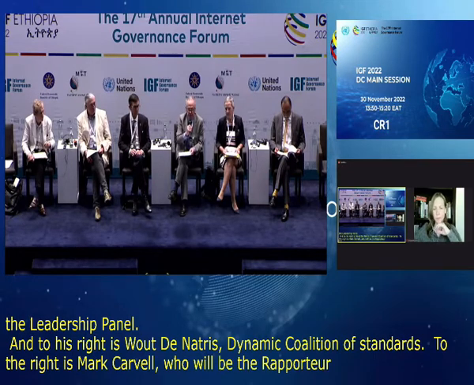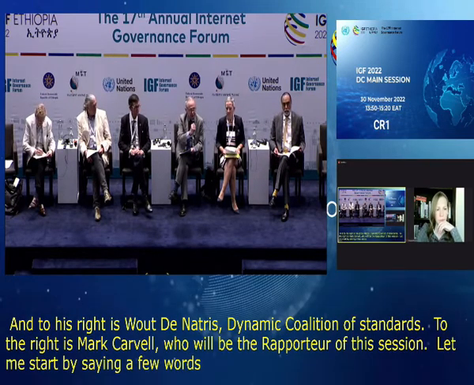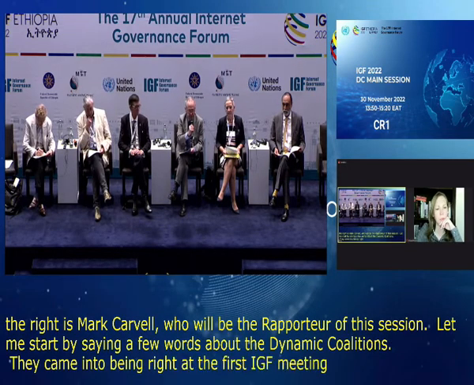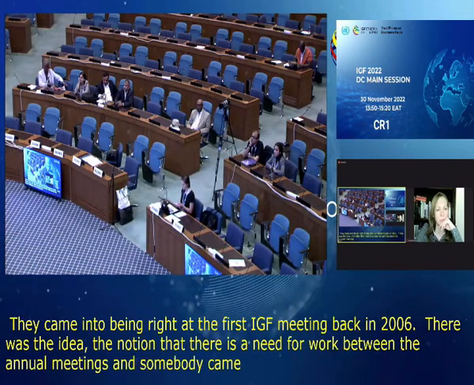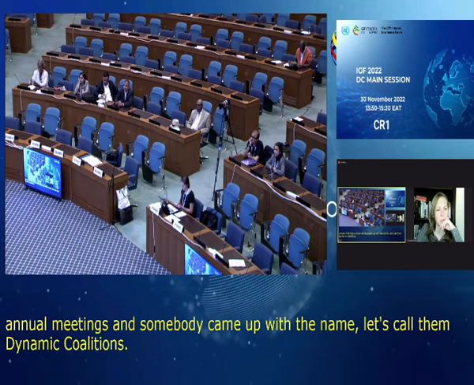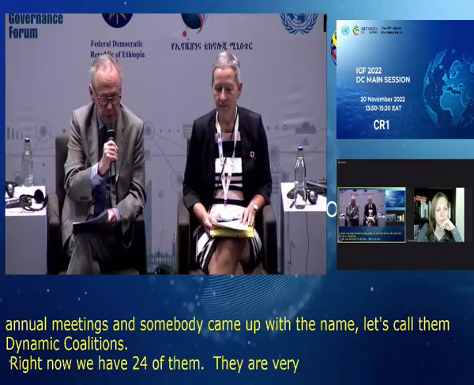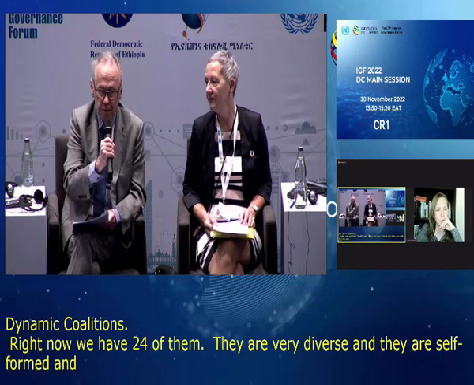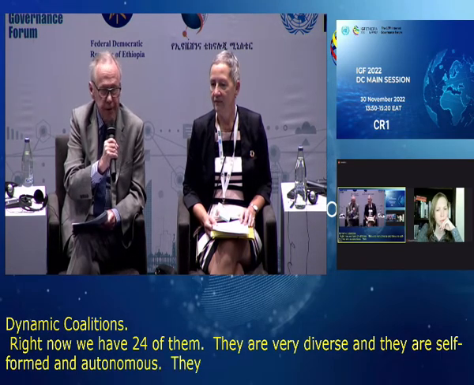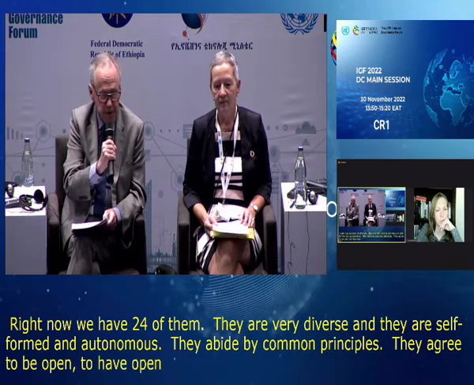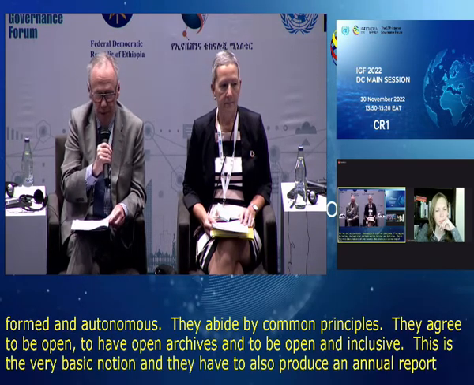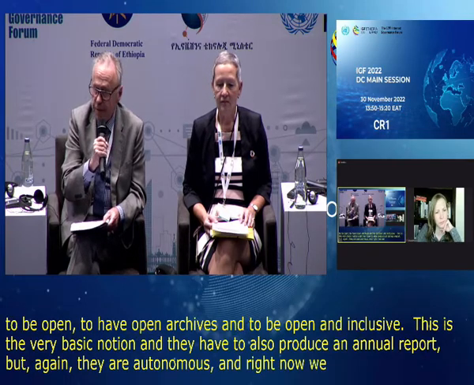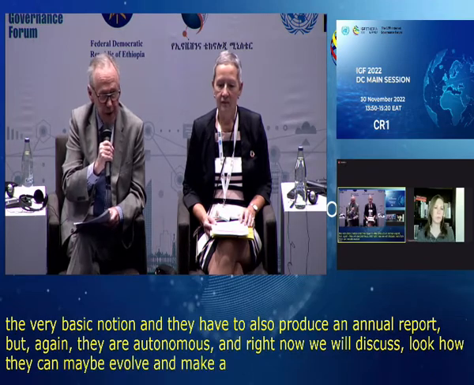Let me start by saying a few words about the dynamic coalitions. They came into being right at the first IGF meeting back in 2006. There was the notion that there is a need for some work between the annual meetings, and somebody came up with the name, let's call them dynamic coalitions. Right now we have 24 of them. They are very diverse, self-formed and autonomous. They abide by some common principles. They all agree to be open, to have open archives, and to be open and inclusive. This is the very basic notion, and they have also to produce an annual report. But again, they're autonomous. And right now, we will discuss how they can evolve and make a positive contribution to the IGF Plus model.